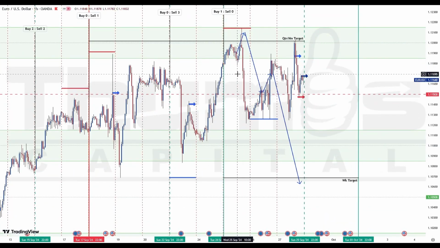As you can see, on the first day of the weekly contract, the market played out as expected. We got the push to the upside to pick the quarterly and monthly targets. After taking that, the market started dropping. This is where I got in on my trade. I had my sell trade right here.